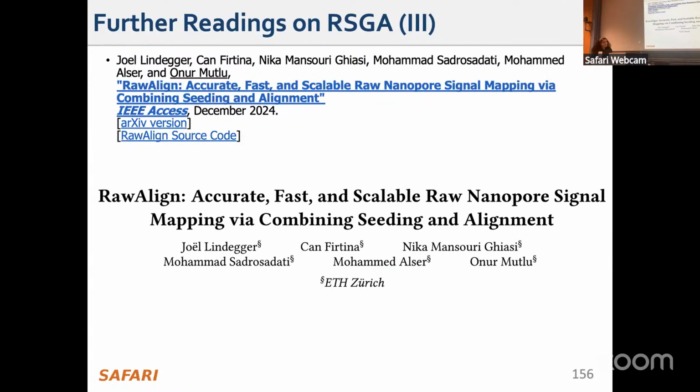And RowAlign, which basically enables alignment on raw signals. It's also very interesting because the conventional algorithms used for aligning these ACGT characters would not work when you want to align raw signals.